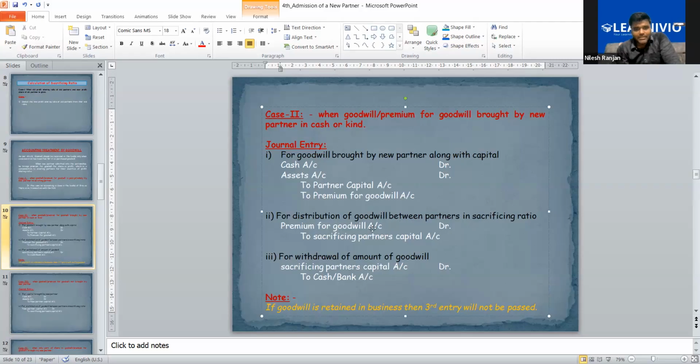It is simple. This goodwill, which is brought by the partner, will be distributed here. So premium for goodwill account debit to sacrificing partners' capital. So it will be distributed in the sacrificing ratio, which is written here.